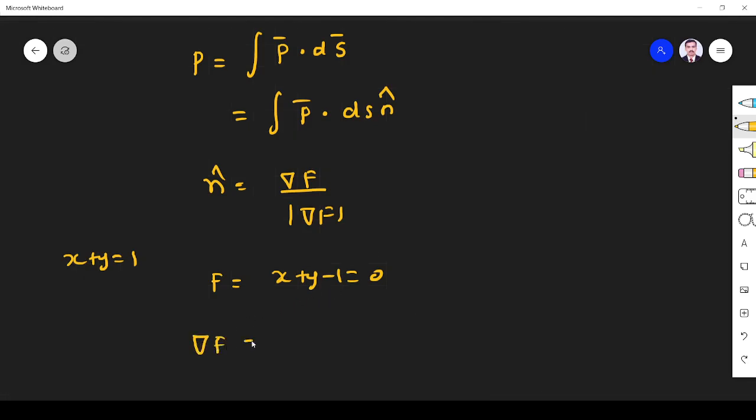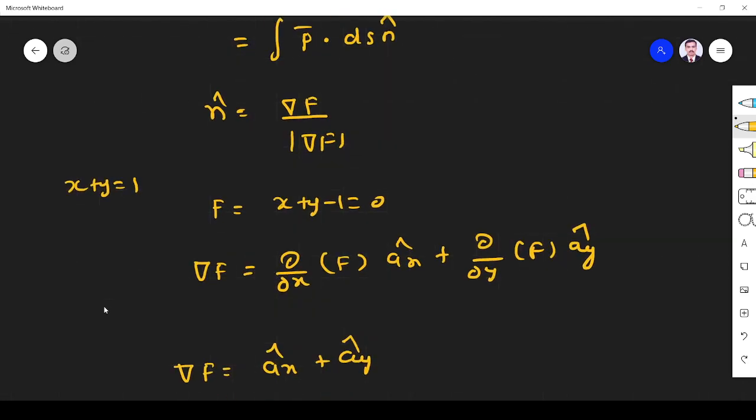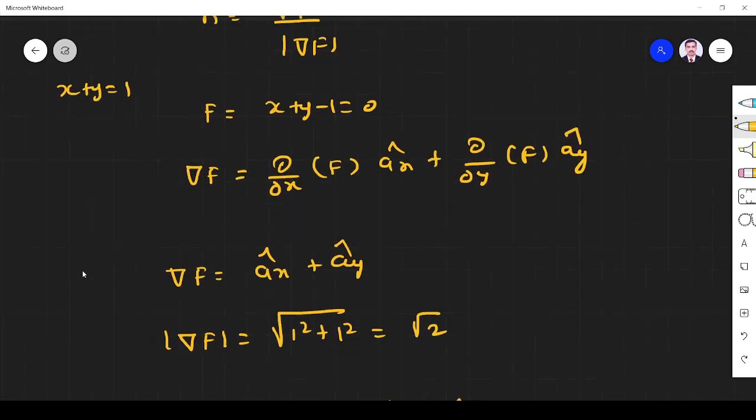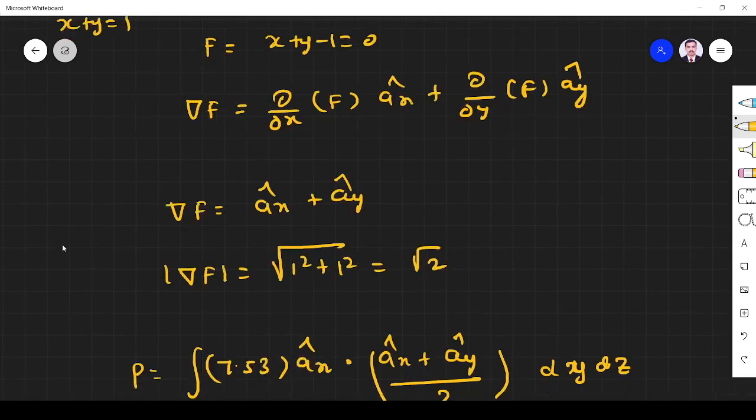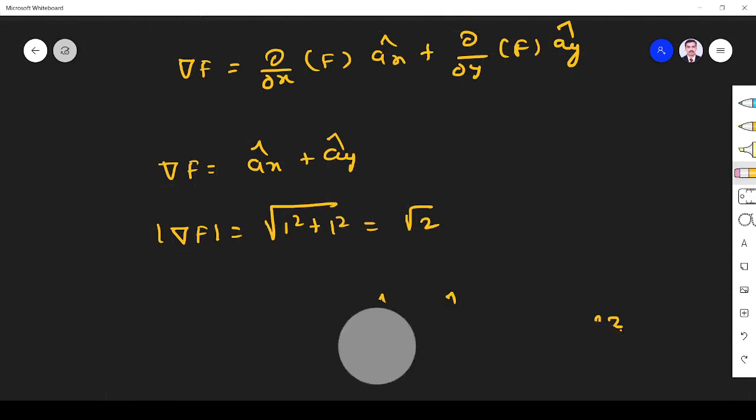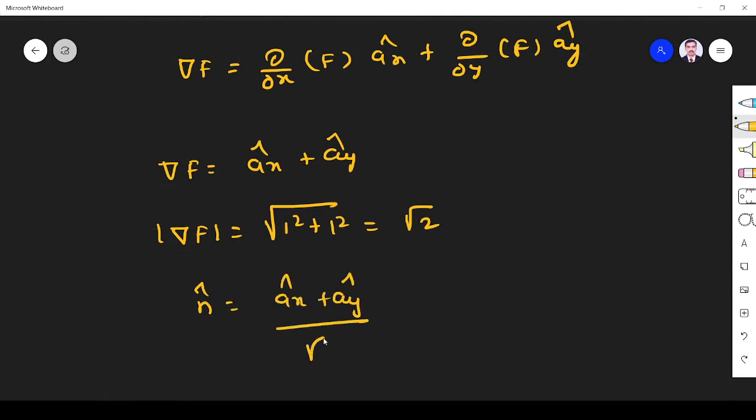So take the gradient: ∇f is ∂f/∂x a_x plus ∂f/∂y a_y. If you simplify, ∇f is a_x + a_y. Similarly, the modulus |∇f| will become root 2. So the surface normal is given by ∇f by |∇f|, so it is (a_x + a_y) by root 2.